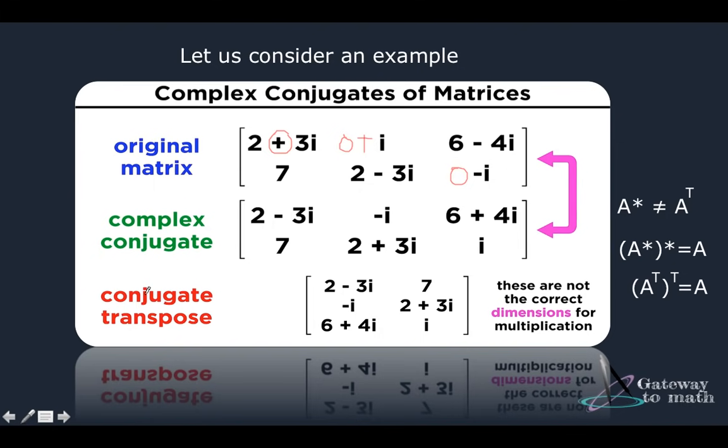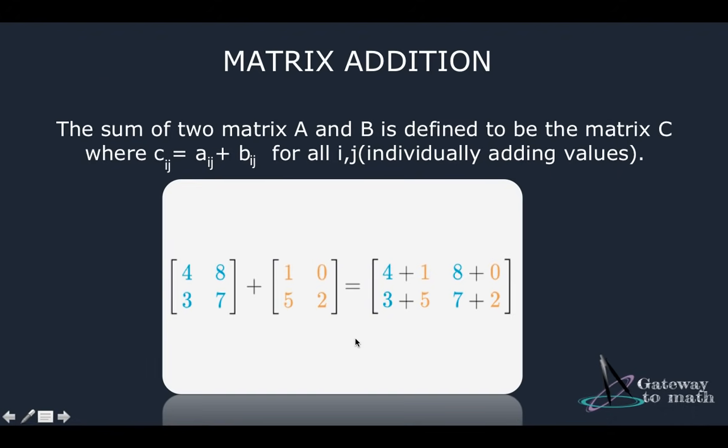And now for the conjugate transpose, once we have taken the conjugate of the original matrix, we are just reversing the rows and the columns. So the whole first row is now turned into the first column entry and the second row is turned into the second column entry. So this is a conjugate transpose.